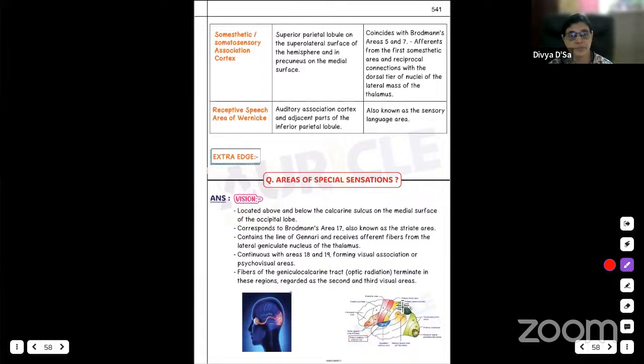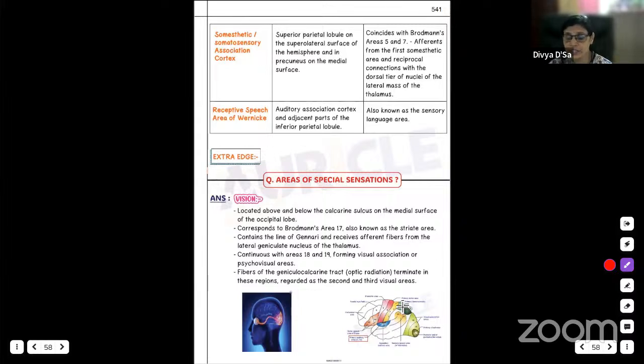Something similar to that happens when Broca's area is affected. Whereas the sensory speech area, when it is affected, what happens? In Broca's area, the speech will be affected, so they will not be able to tell the sentence very clearly.